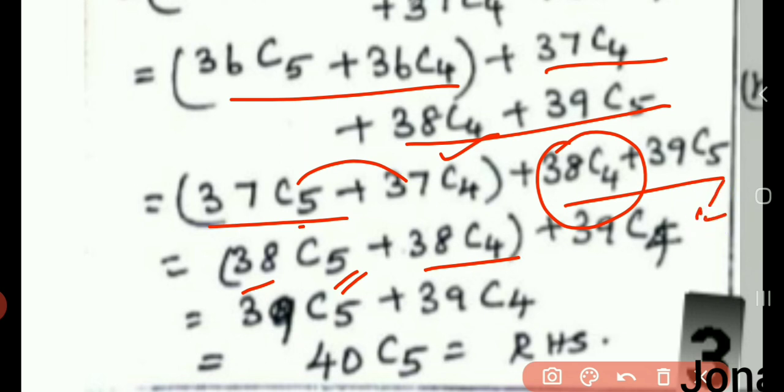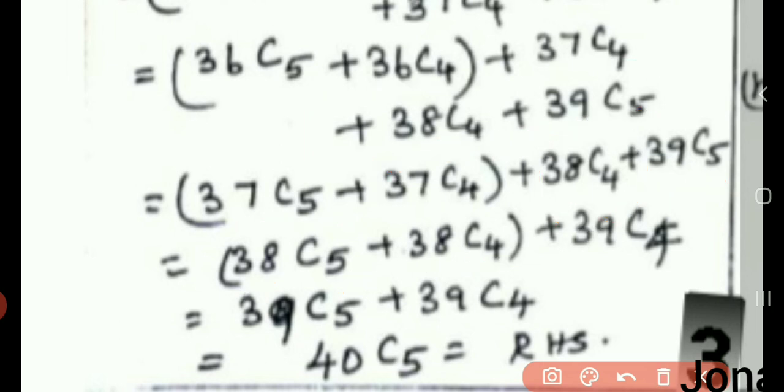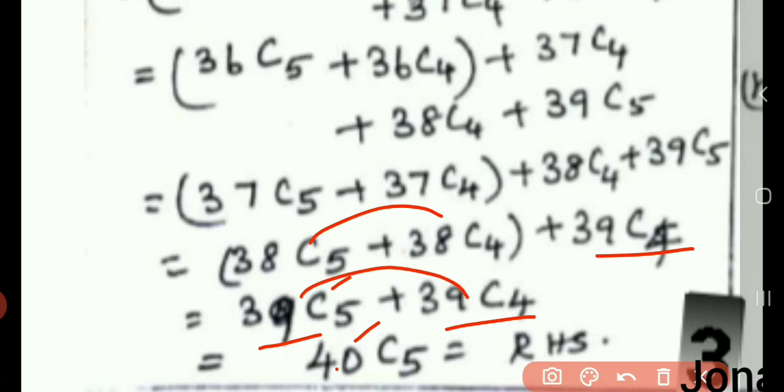Okay, now again I want to use the same formula even here in the bracket. So for this, n plus 1 is 39, r is 5, so the answer is 39C5. Along with this I want to group this 39C4. So now again I use the same formula. So n plus 1 is 39 plus 1, that is 40, and here r is 5. So 40C5, that is the required right hand side for us.